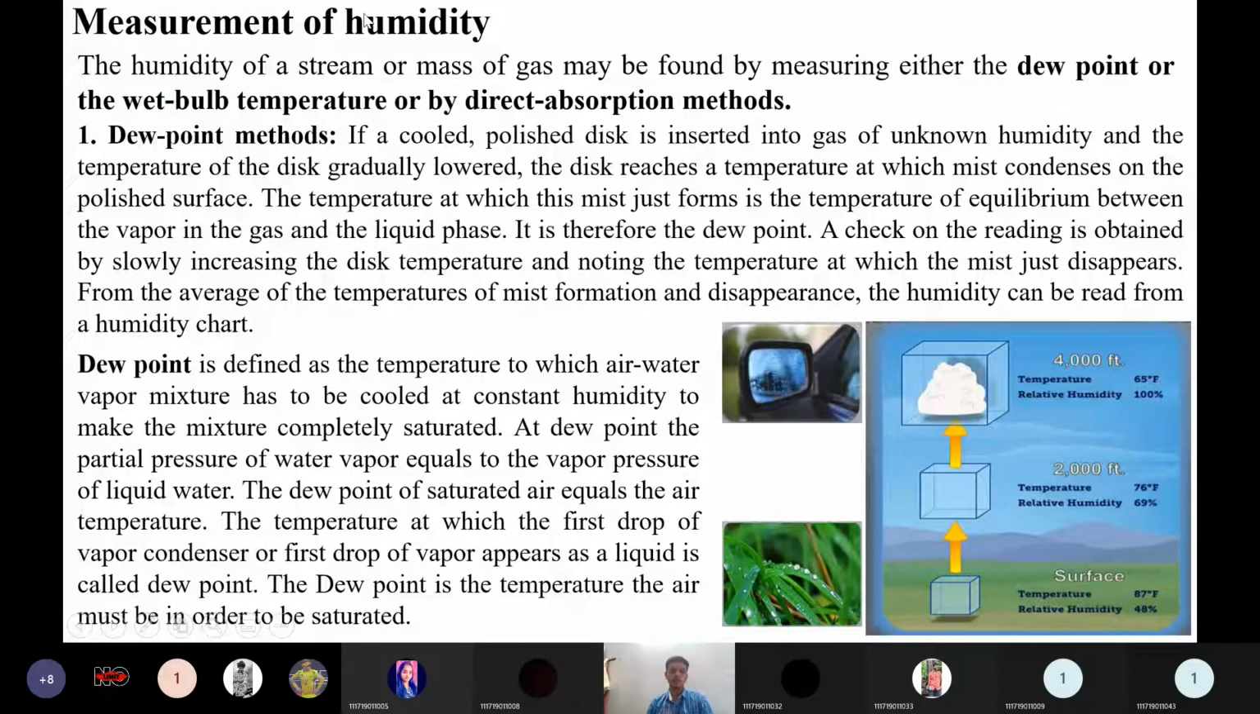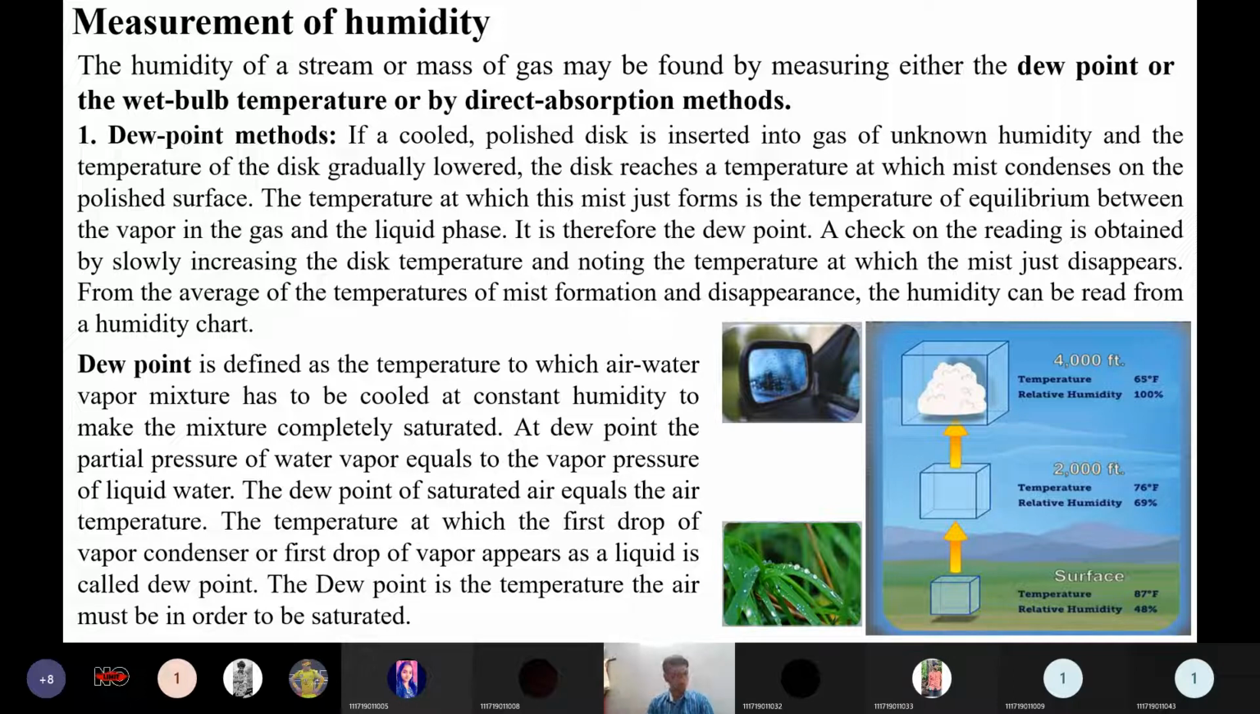Then the most important topic is measurement of humidity. So far we have talked about saturation humidity, then relative humidity. So all these quantities we are talking about. How to measure that humidity? What is the particular device required? What is the particular technique required to measure this humidity? There are three popular methods to measure humidity. So what are those methods?